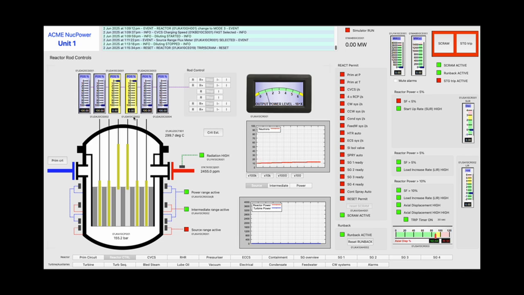With all protection rods retracted, we can now continue retracting control rods. Retract control rod 1 and stop it at the 50% position.